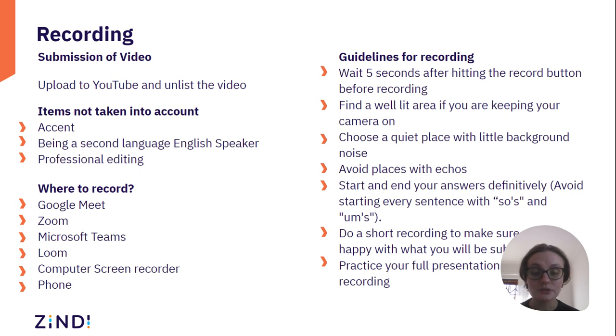Some guidelines for recording. Before you record, wait 5 seconds. So click the record button, wait 5 seconds, and then start. This just gives time for the recording to start, so you don't miss the beginning. Find a well-lit area if you're keeping your camera on. Choose a quiet place with little background noise, and also try and avoid echoes.